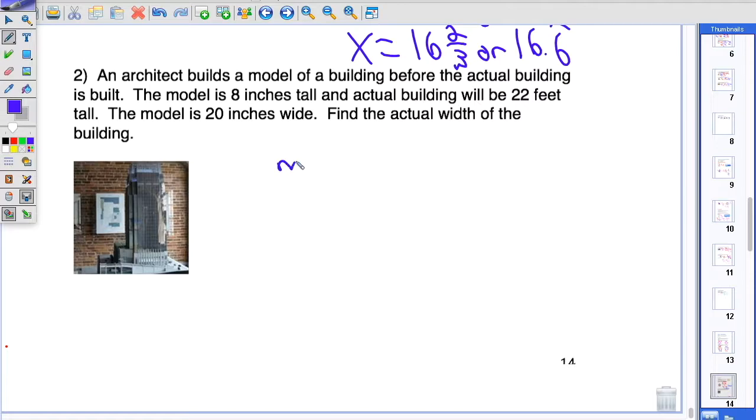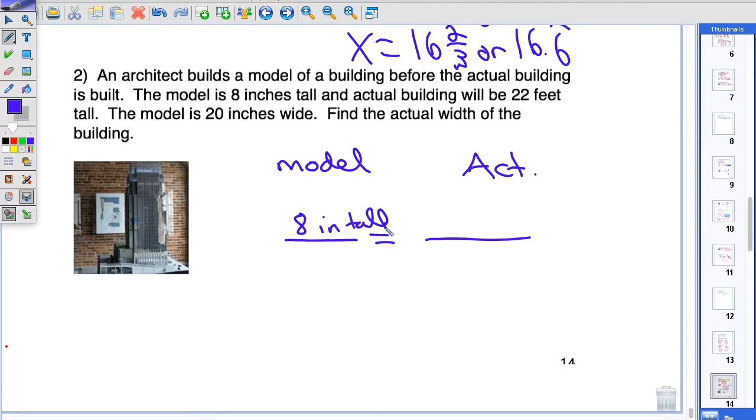So we have our model and we have the actual. So we're setting up a proportion. We'll start by using the model, which is 8 inches tall, and the actual is 22 feet. The model is 20 inches wide, so we can put that in our denominator. And it says find the actual, so this is our unknown. We don't know how many feet wide it is.